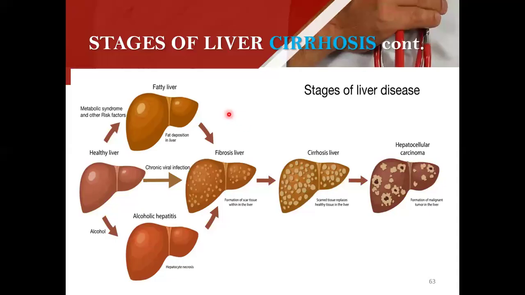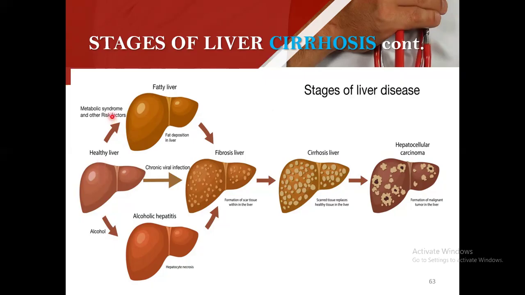I will explain that. So let's see something, some visual cycle over here. Let's start from the healthy liver here. So there's the healthy liver. If your liver is healthy, nothing is wrong with the liver.